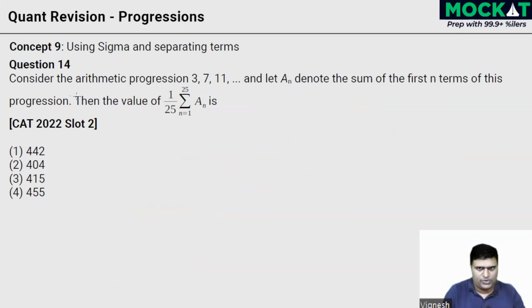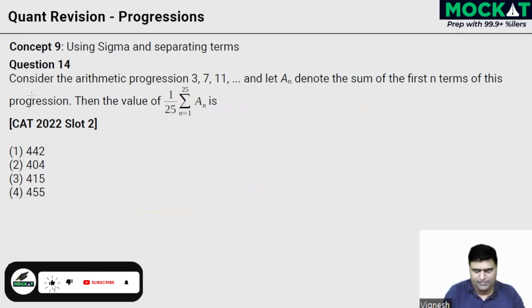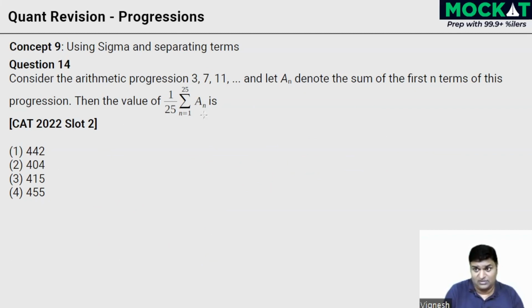Okay, so let's look at question 14 over here. This was the question where, as I said, it took a lot of time. This was the second question for me. I think it's best to go in for questions like these if there are no other easy questions to do. Consider the AP 3, 7, 11 and so on, and let an denote the sum of the first n terms of this progression. So an over here, if it's the first n terms, it's n by 2 into 2a plus n minus 1 into the common difference.